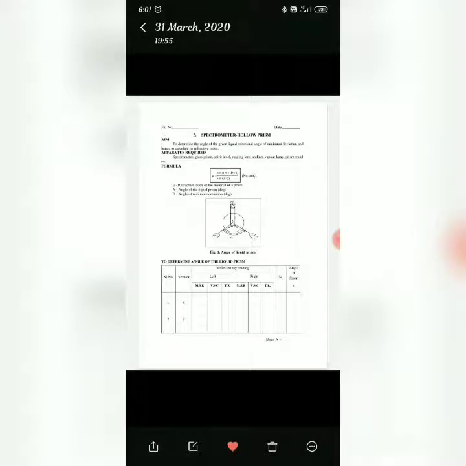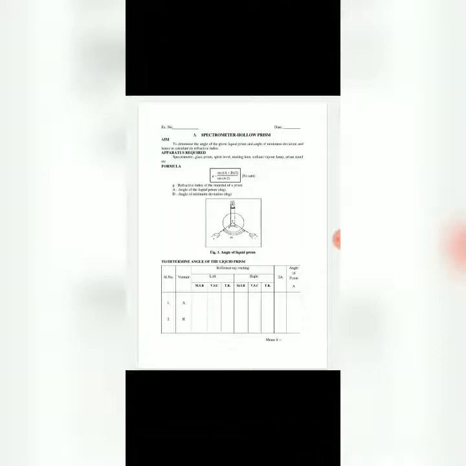Experiment: spectrometer with a hollow prism. Its aim is to determine the angle of a given liquid prism and the angle of minimum deviation, hence to calculate the refractive index. Apparatus required: spectrometer, glass prism, spirit level, reading lens, sodium vapor lamp, prism stand, etc. Formula: mu equals sine of (A plus D) by 2 divided by sine of A by 2. Here mu is the refractive index of the prism, A is the angle of the liquid prism, and D is the angle of minimum deviation.